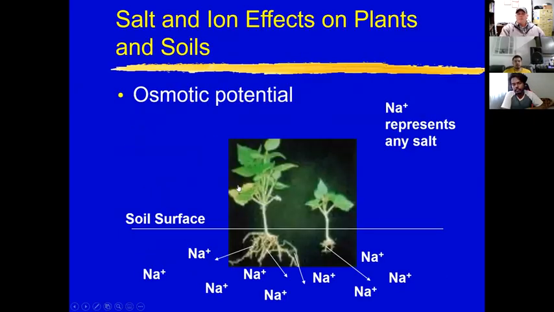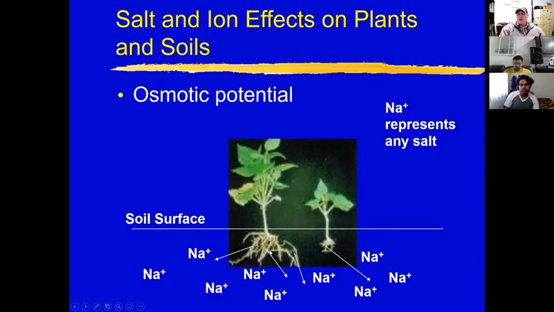The best way to represent the effect that salts have on a plant is this idea of osmotic potential. We talked about this earlier in the year when we talked about water movement. What osmotic potential is: let's say that out here in the bulk soil solution, we've got all these salts, and we're going to call sodium our salt in this case.